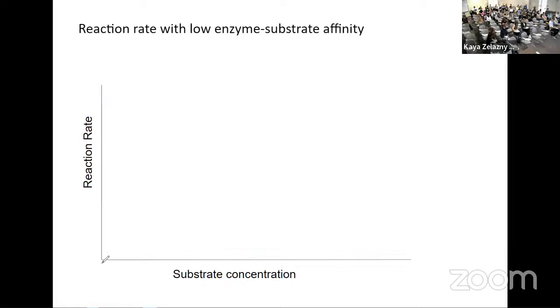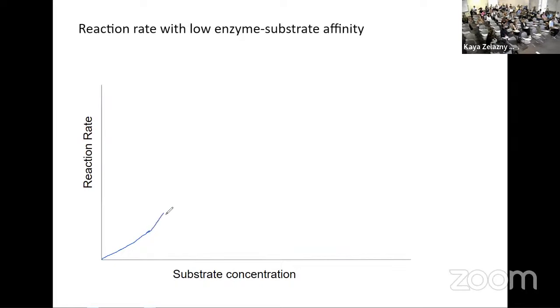So if you don't have a lot of substrate, your reaction rate is going to be low because you're going to have to wait around until that reactant finds the other reactant. As you have more substrate, your reaction rate picks up. So this line is going up, right? More substrate means a higher reaction rate.